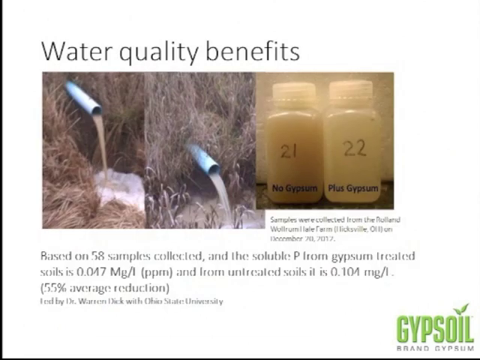Here's some pictures. This is a study that was led by Warren Dick from Ohio State University. They collected 58 samples, and they're seeing about a 55% average reduction in that phosphate loss, that soluble phosphate loss. And so I think these are the things that we can do to increase the soil's ability to absorb water, but also to let it pass through cleanly and not take those nutrients from the soil.